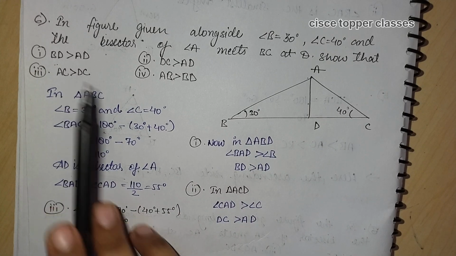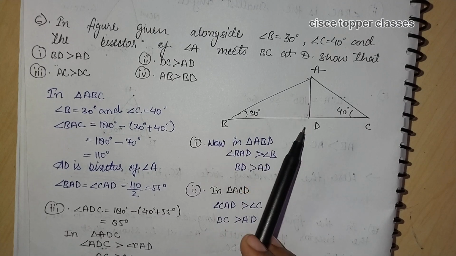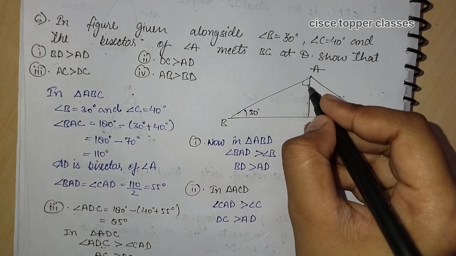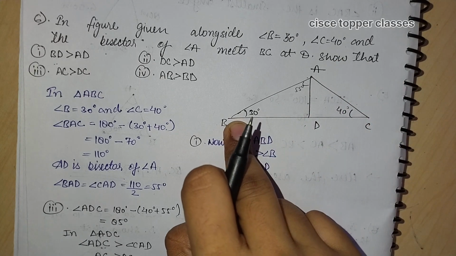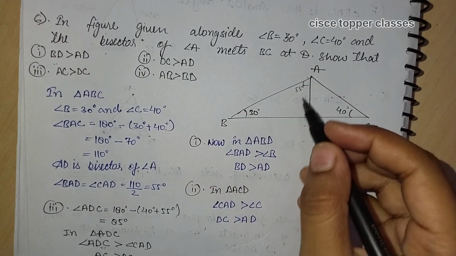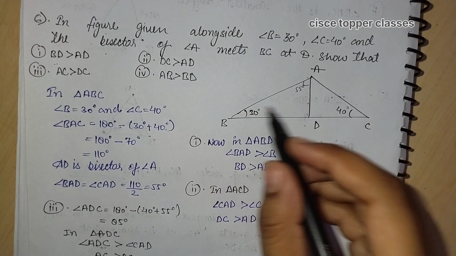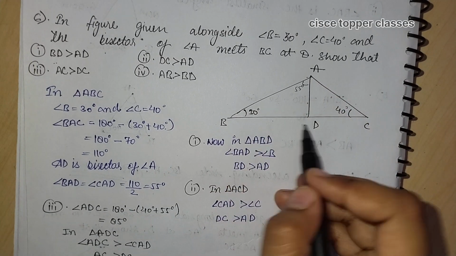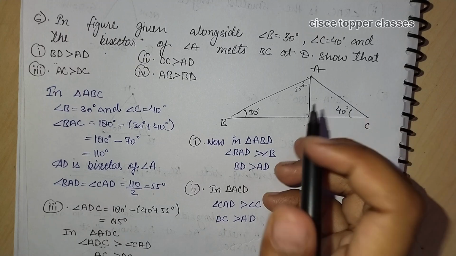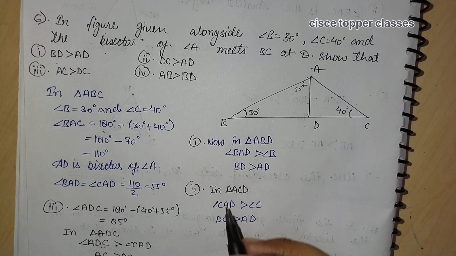Now the first part here is we have to prove that BD is greater than AD. Here we have found that it is 55 degrees, which means this is the smallest angle here and this is the greater angle. So the opposite side BD will be greater, and this opposite side AD will be less. So BD is greater than AD. We can just conclude that from here.